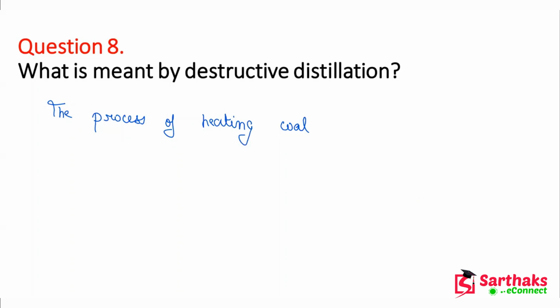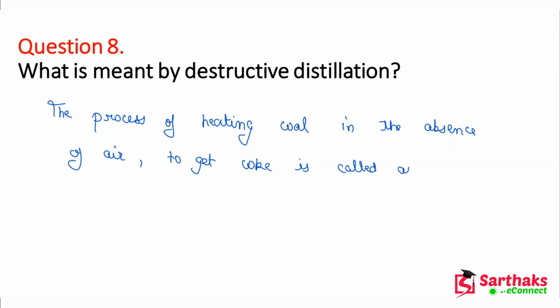The process of heating coal in the absence of air to get coke, because coke has 98% carbon, is called destructive distillation.